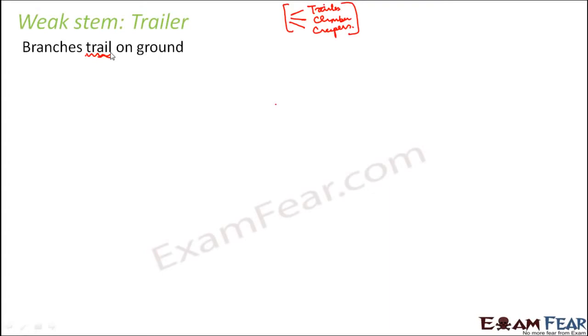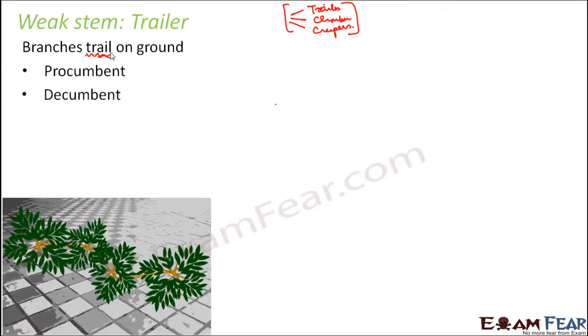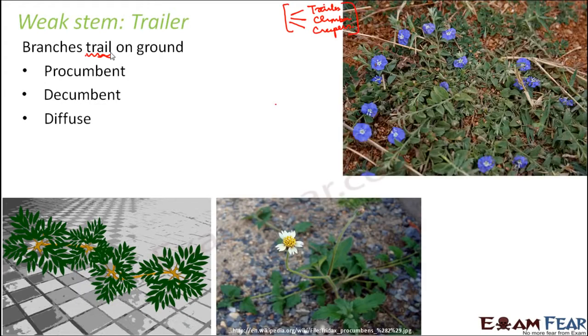They are all weak stems. Weak stems means they are not as strong and as woody as the stems which I was talking about some time back. So they are comparatively weak stems, not that strong. So these trailers can be with rooting at the nodes or without rooting at the nodes. That means in some of these trailers, roots arise from the nodes of the stem, whereas in some they do not arise from the nodes. Now these trailers are again of three types: procumbent, decumbent and diffuse. So these are the three types of trailers.